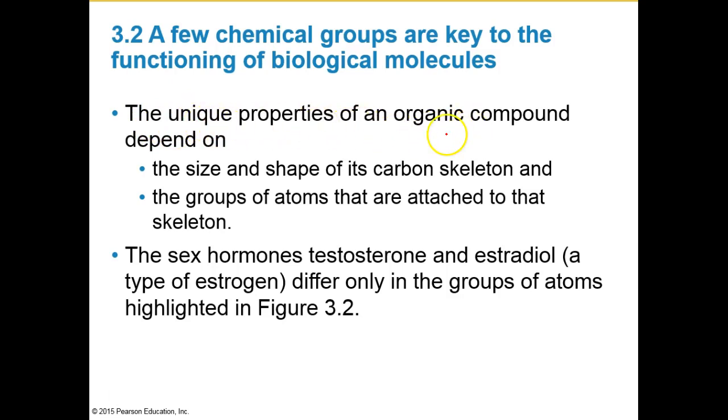The unique properties of an organic compound depend on the size, the shape, and the carbon skeleton. Okay, how about carbon skeleton? The groups of atoms that are attached to that skeleton. And the groups have a special name. We'll call those things functional groups, but really the properties come from size, shape, and group of atoms. So that would be a key point.